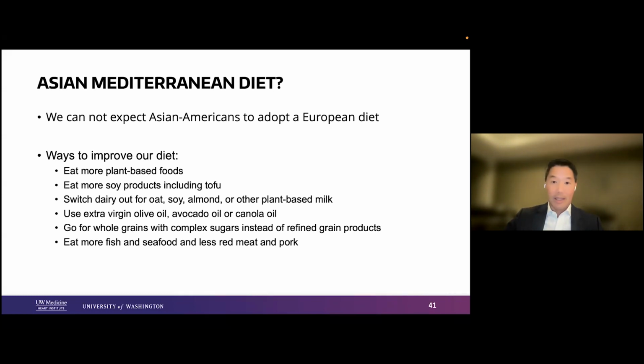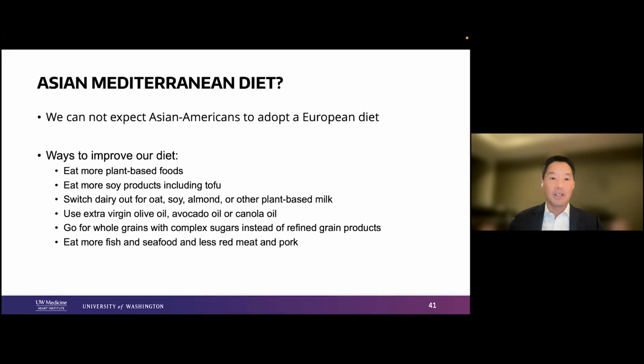So if you're eating a diet that's high in saturated fat with beef and pork, eat less of that, right? Incorporate more vegetables and eat less red meat and pork. Eat more soy products. We already eat lots of soy products, so eat more soy products. So instead, for a source of your protein, instead of adding meat, you can add tofu. Switch out dairy products for soy, oat, almond, or other plant-based milks.